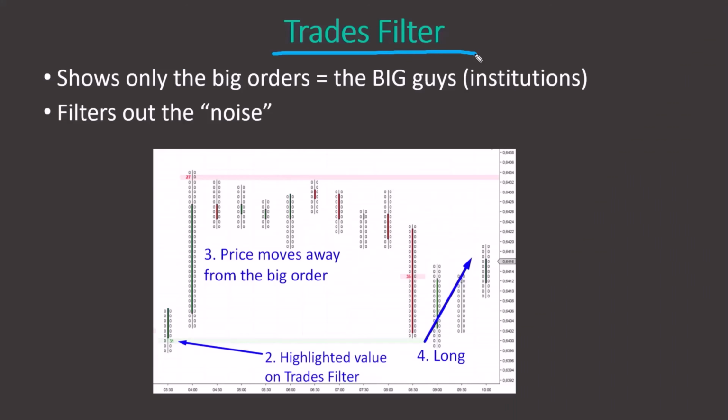What the trades filter does is it shows only the big orders, the big guys, the institutions. It filters out the noise of the market, filters out all those small numbers, all those small contracts jumping in. It shows only the big guys. Let me switch over to the chart and show you how you can set it up.